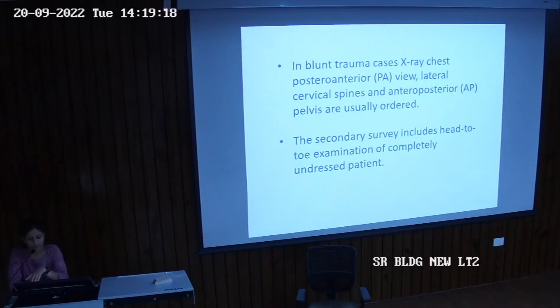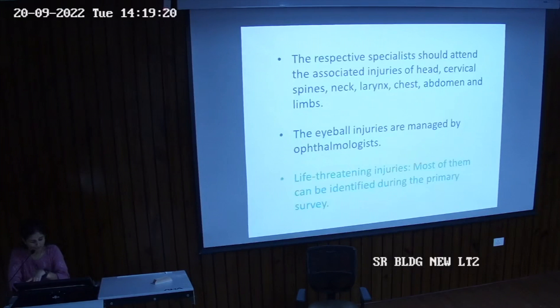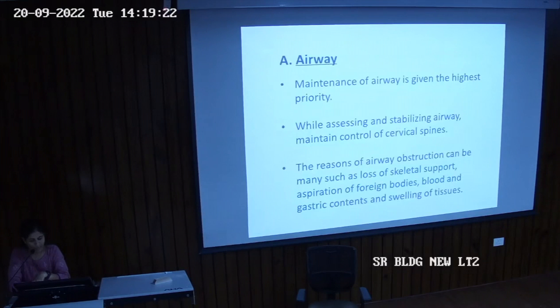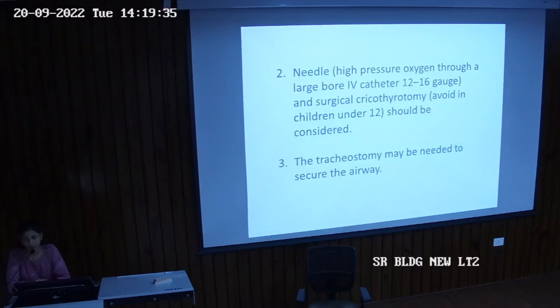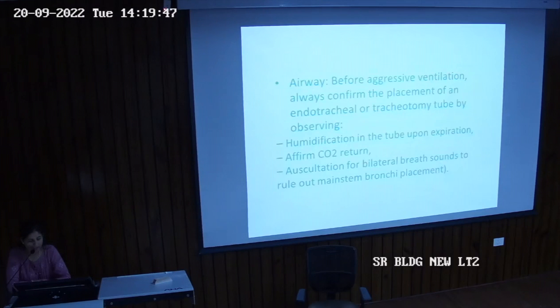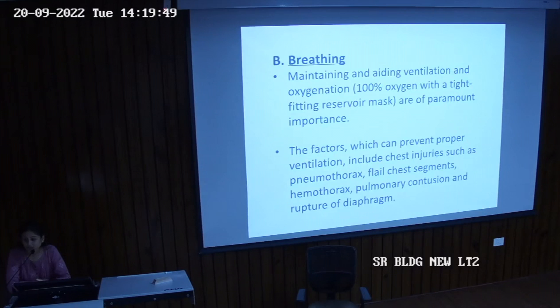So in blunt trauma, you get an X-ray done. This is all general, you know. Airway management is the most important thing. From an ENT perspective, either you intubate the patient if he is not breathing, otherwise tracheostomy. Displace the mandible and chin forward. I think all of you have done BLS and ACLS, so you get an idea of how to manage. ABC, now it's BAC, which I think everybody has an idea of.